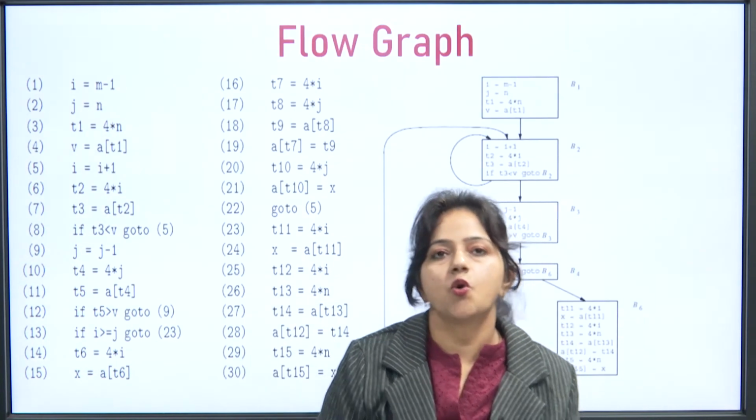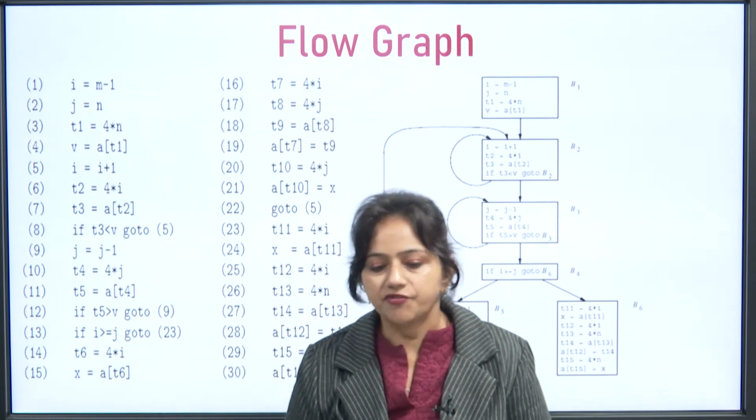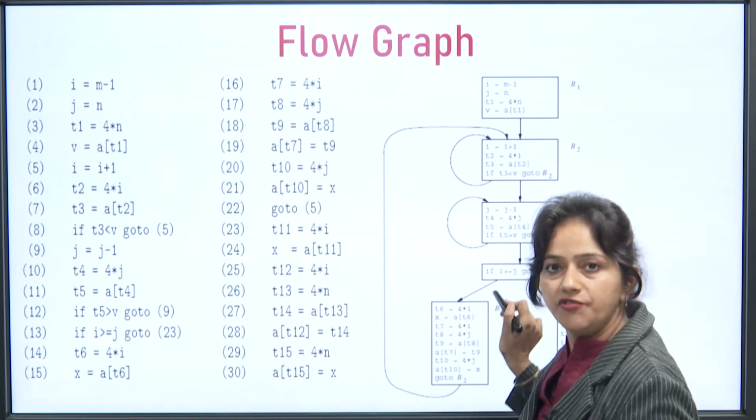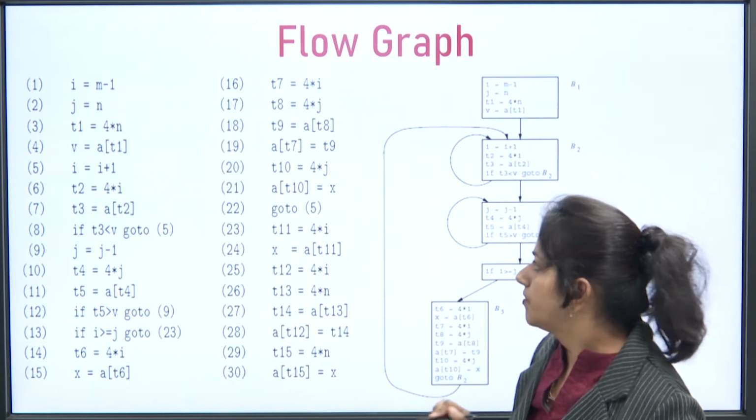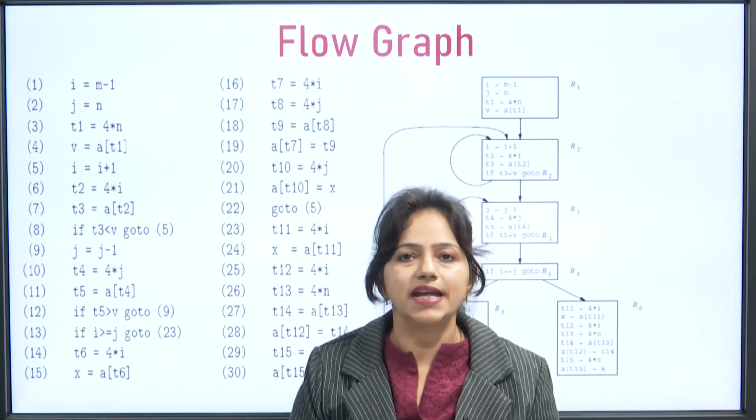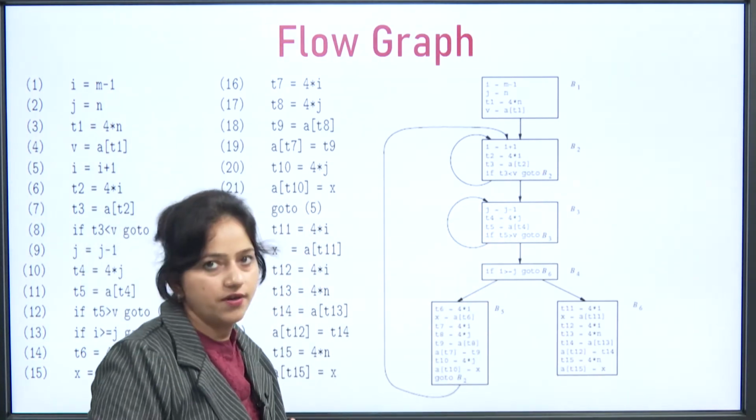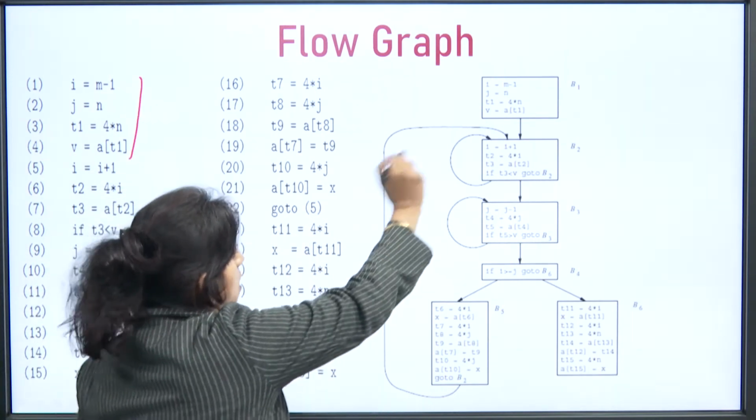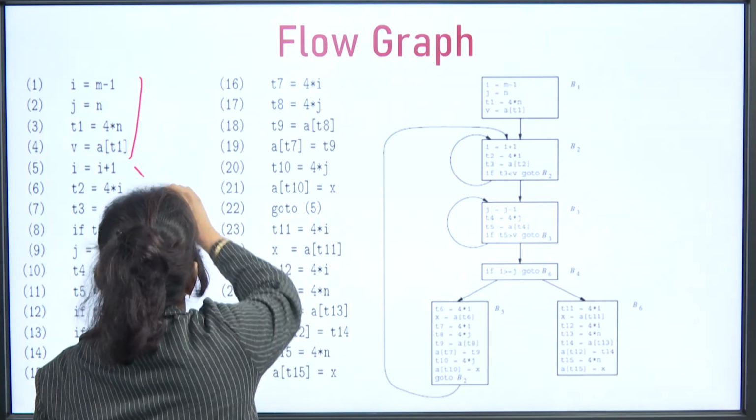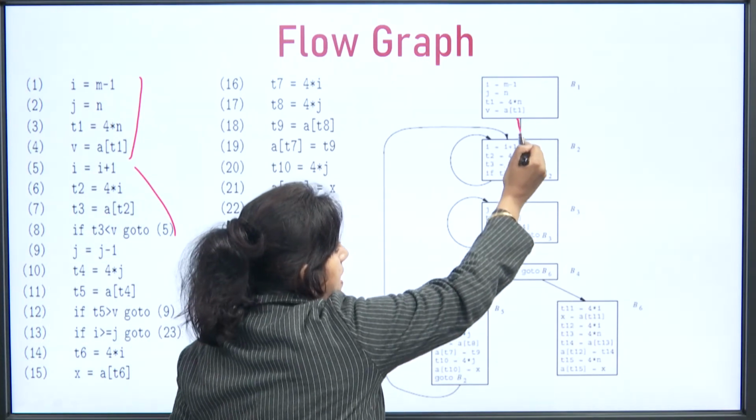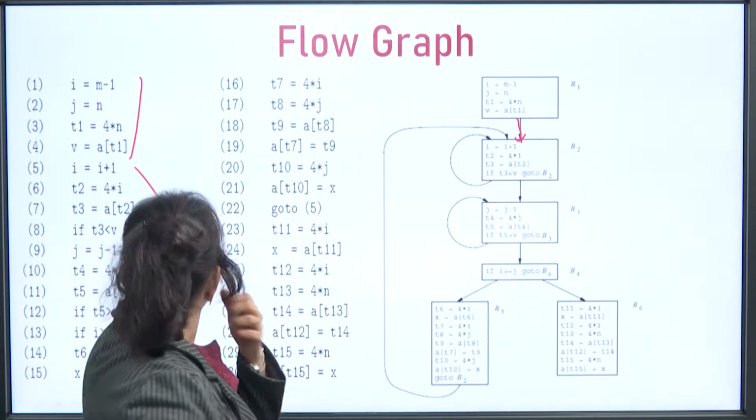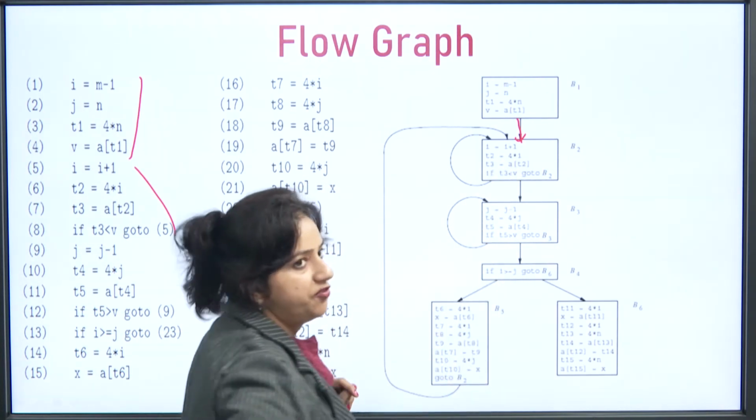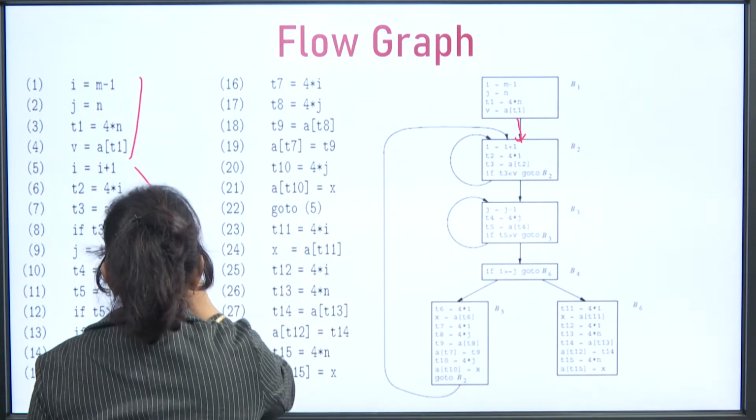Now, the next step is to obtain the flow graph. In the flow graph we see this is our code and these are all the blocks B1, B2, B3, B4, B5 and B6. Now we will find the predecessors and successors and mark the flow over here. After executing all the statements of block 1, we will immediately execute block 2, so we mark the arrow like this. Next, if this condition is met, we will go to block 2, so we mark the self loop.